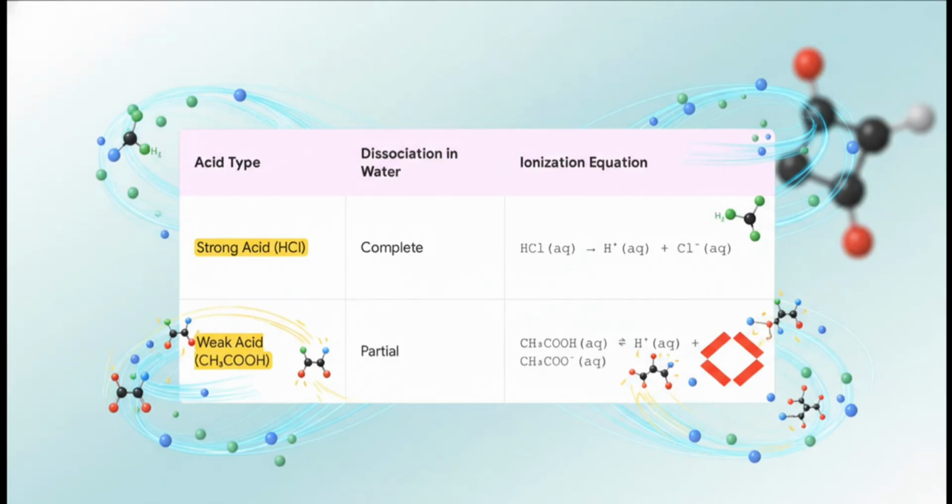And this table shows you exactly what we mean by weak. A strong acid like HCl just completely falls apart in water. But look at ethanoic acid, it only partially dissociates. And the dead giveaway is this reversible arrow. That symbol is screaming equilibrium at you. It means most of the acid molecules are just staying whole. And that is the signature of a weak acid.